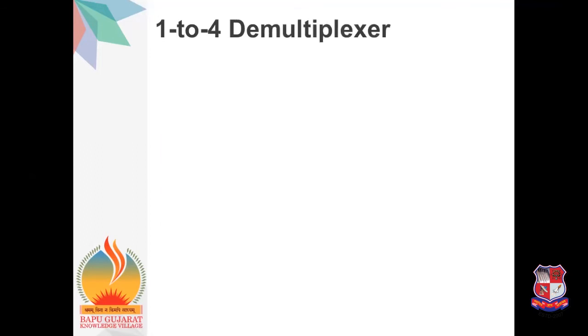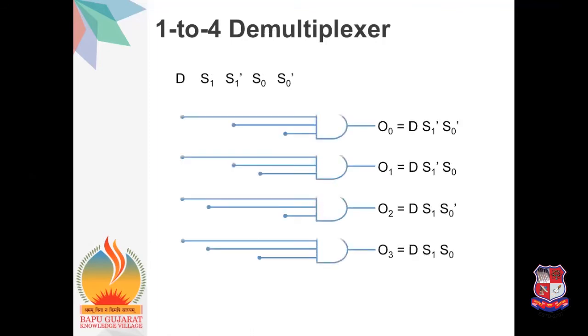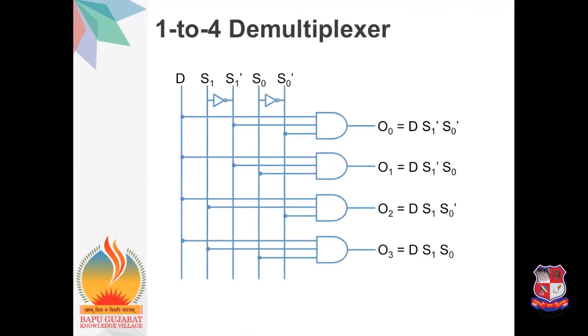Now let's see the internal diagram or the logic diagram of the 1 to 4 demux. Here it has 4 AND gates with different combinations of the data input D, selection line S0 and selection line S1. So here let's see the logic diagram with the different combinations of the inputs. It has the 4 outputs O0, O1, O2 and O3, and the term related to each output is also written on the screen.